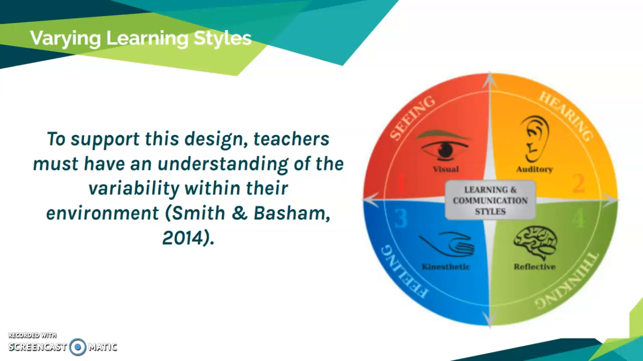Some of the things that we need to take into account here with UDL is the varying learning styles. A study done by Smith and Basham from 2014 says that in order to support the design going to universal design for learning, teachers have to understand the variability within their environment, meaning they have to understand that no one learner learns the same way. There's visual, auditory, reflective, and kinesthetic learners, and we have to adapt to all of those things in order to make our lessons more effective and to reach the goal of reaching all students in our lessons.